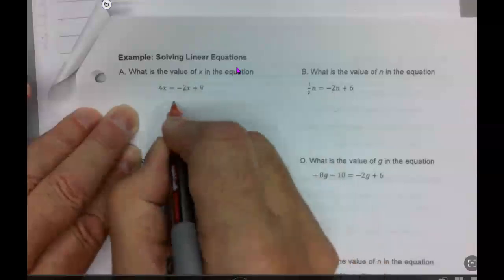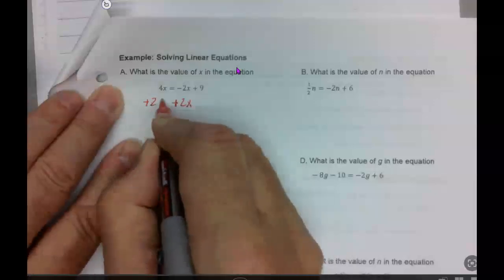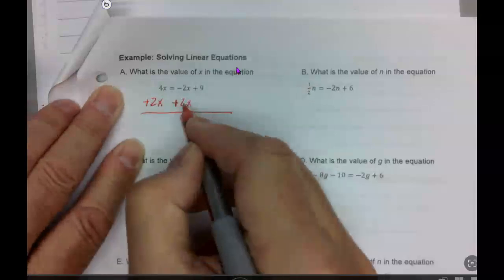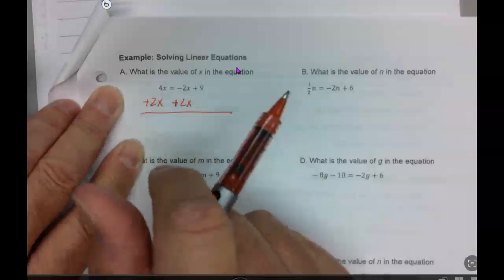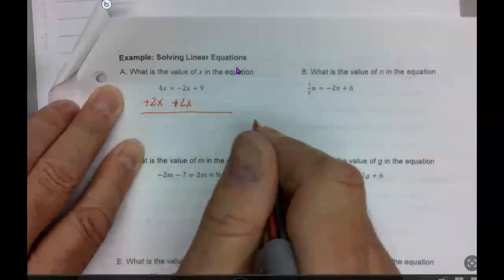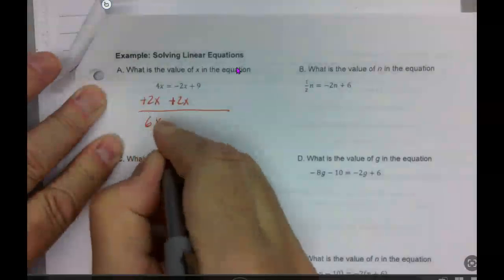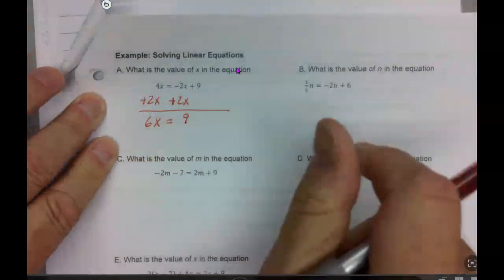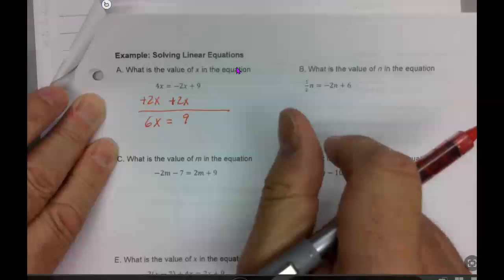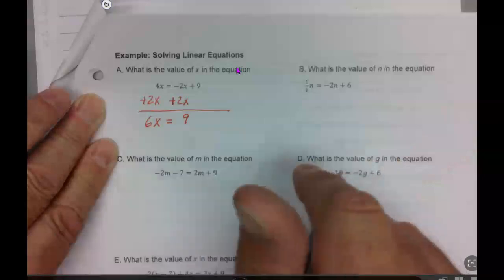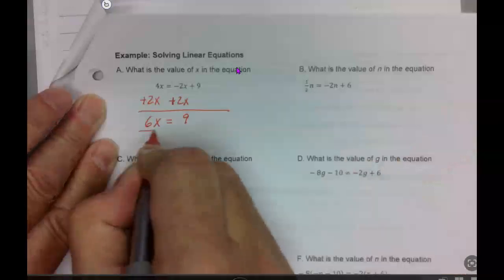Add 2x. Does anybody know what the property of equality is here? What did I do to both sides? I added, so it would be called the addition property of equality, correct? Because I did the same thing on both sides of that equal sign, didn't I? Correct? So that gives me 6x equals 9. Okay? And then what am I going to do next here, Callie? Divide by 6. Divide by 6, thank you.